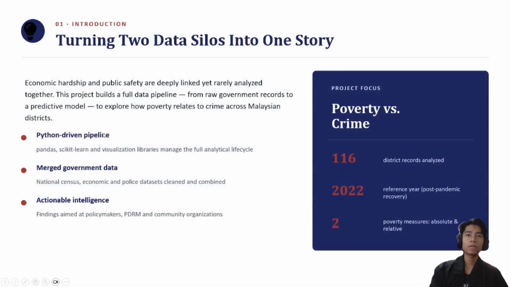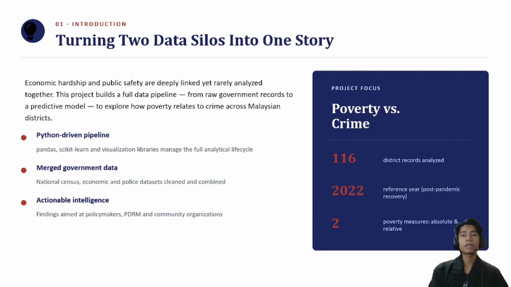So let's start with why we did this project. Economic hardship and public safety are deeply connected issues, but they are rarely studied together in a structured way. So our aim was to build a full data pipeline starting from raw government records all the way to a predictive model to explore how poverty relates to crime across different districts in Malaysia. We use Python throughout the whole process. Tools like Pandas and scikit-learn for handling the data and visualization libraries for presenting our findings.